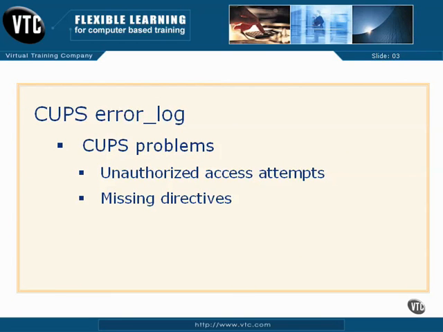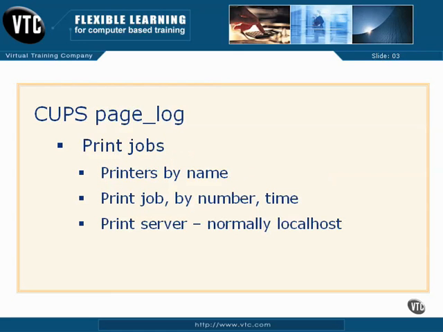The error log is just that, a log of problems from various errors. They can relate to unauthorized access attempts, to missing directives. The page log specifies print job access to the CUPS service. A page log entry will specify the printer by name, by the print job number, by the time the print job was sent, by the print server, and more.